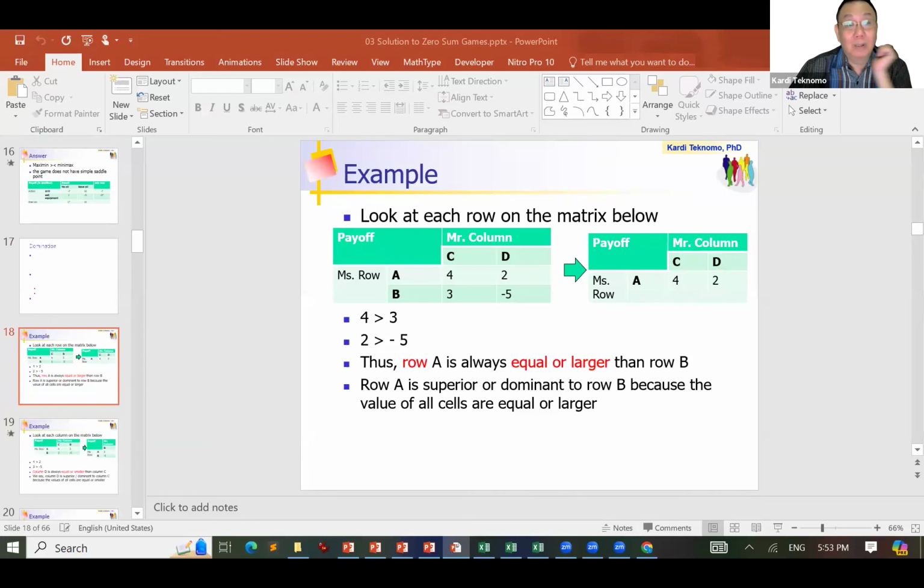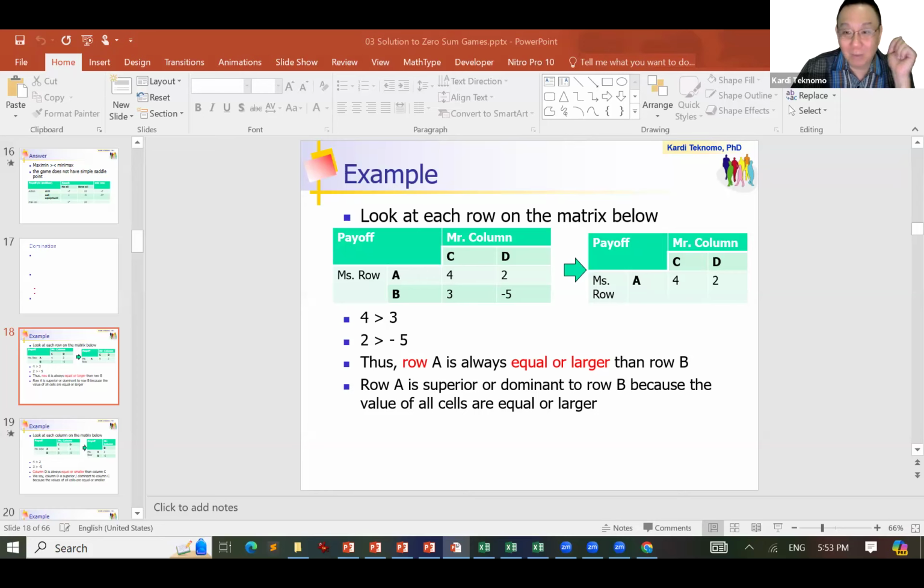Let's take an example in this game. In each row, 4 is larger than 3, and 2 is larger than -5, isn't it? So row A dominates row B. In that case, I will delete row B, so no more row B.